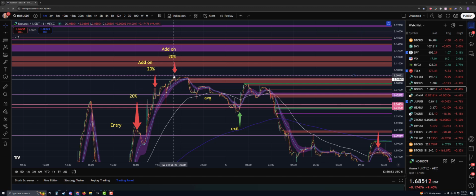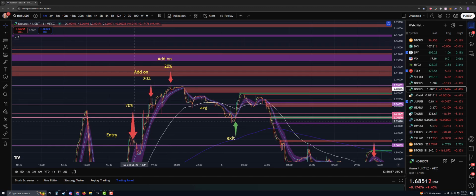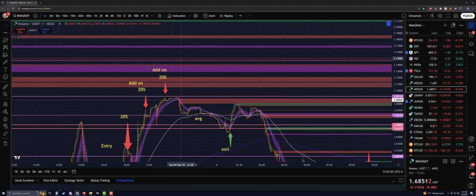Then you can do the same thing at the next point, and now you would have 60% of your working capital in. And if price continues to move against you, that last 40% is your last buy-in, but it must immediately see a profit. If price moves at all against this 40%, you've got to bail out and take a loss.